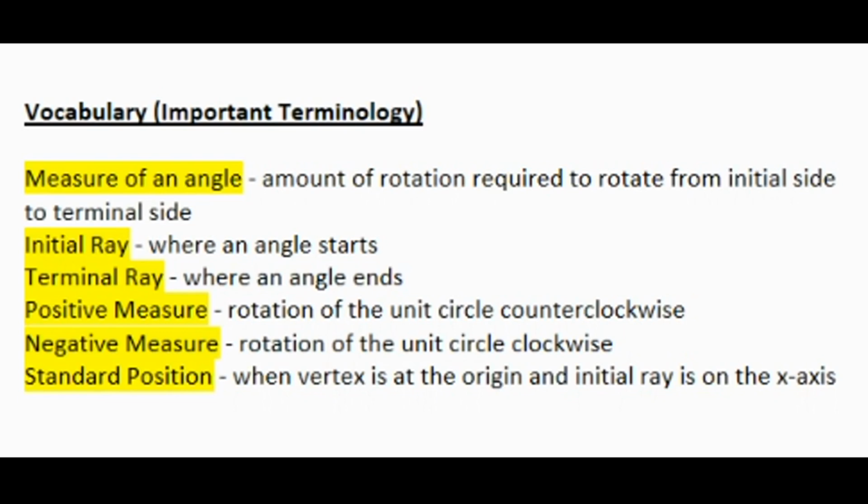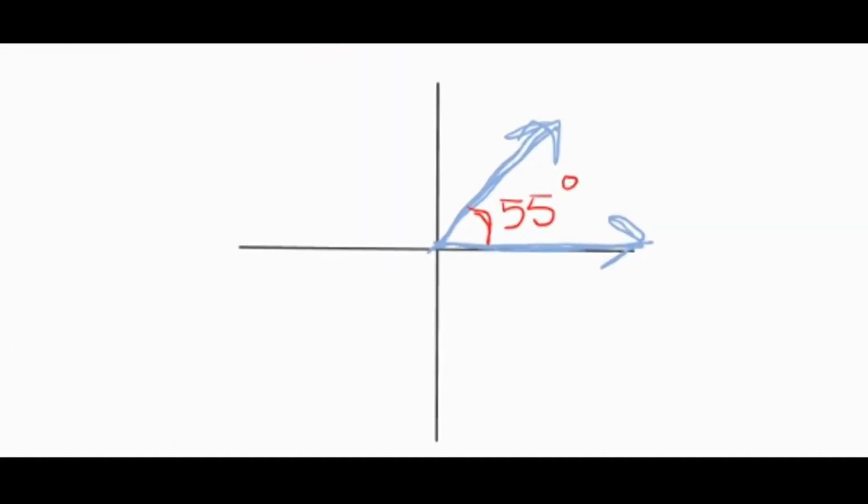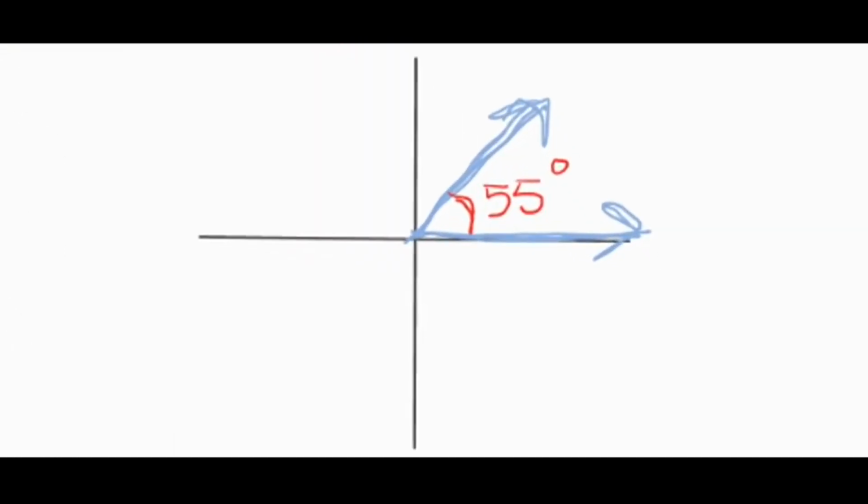Next, we have an initial ray, which is where an angle starts, and a terminal ray is where an angle ends. As you can see within this 55-degree angle, this side right here along the x-axis is considered the initial ray or the initial side. This side right here is considered the terminal side or the terminal ray, as it is where the angle ends.